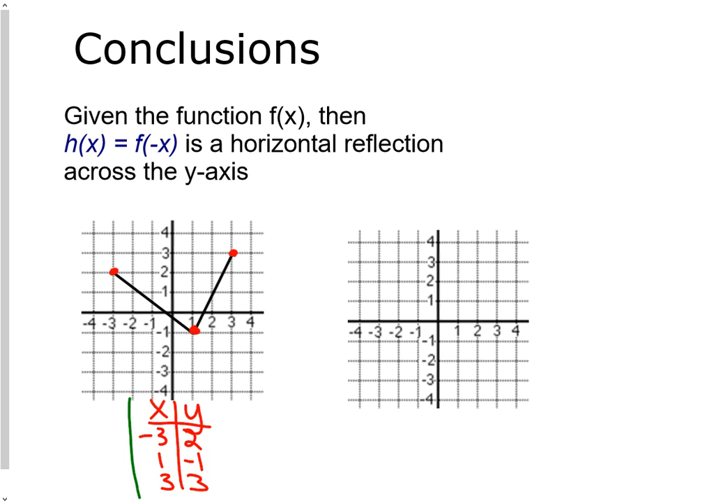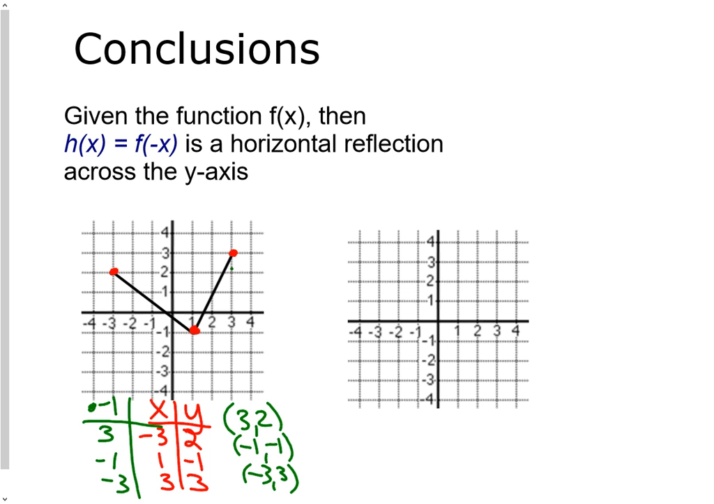Now what happens is I'm going to multiply all my x values by -1 because that negative is being multiplied directly to the x. So that's why we're going to multiply -1 directly to our x values. I get 3, -1, and -3. So my new points are going to be at 3, 2, -1, -1, and -3, 3.